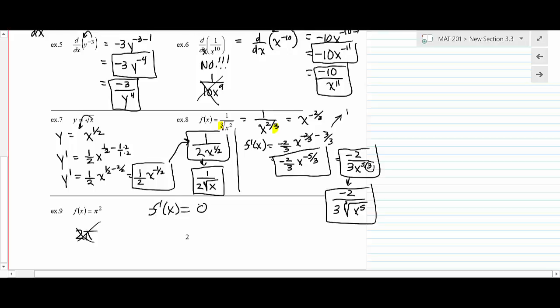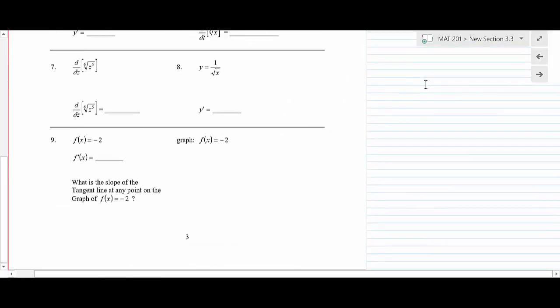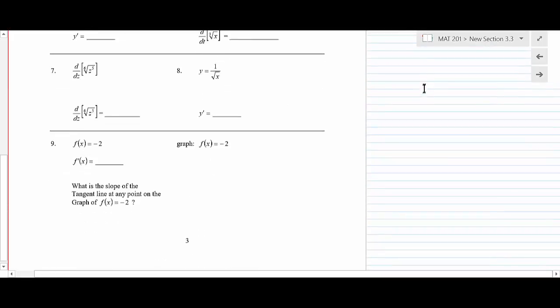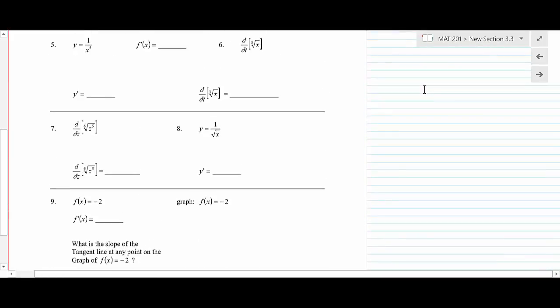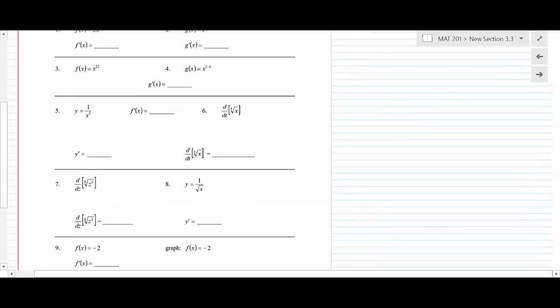So if you had pi to the 10th, what's the derivative? 0. Don't fall for that. I like putting that on the test. Not trying to trick you, just trying to make sure you're paying attention. Okay, I'm going to let you try just down to number 8. Don't worry about number 9 right now. Well, hold on. No, do 9. Yeah, I want you to do 9. So let's work on this for a little bit.